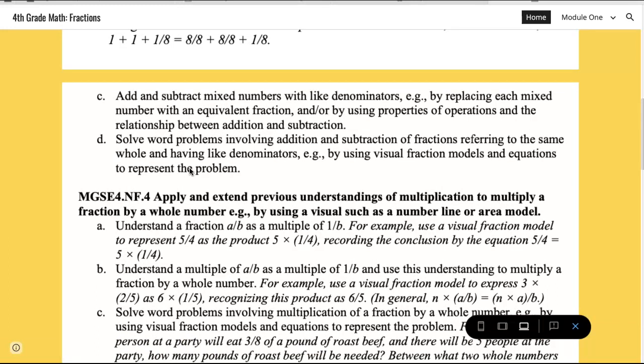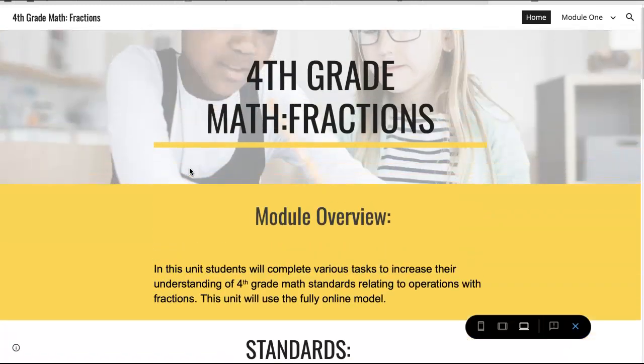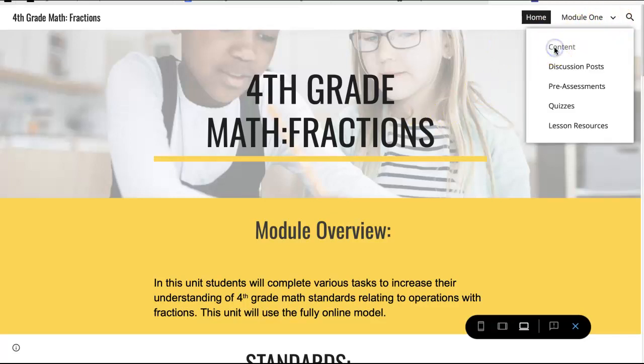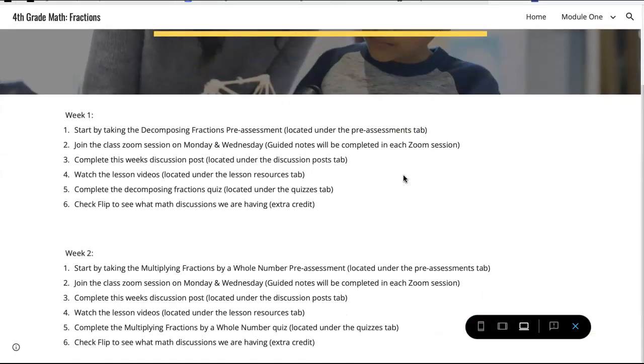Students responded to discussion posts, completed pre-assessments and quizzes on this online module. Students received timely feedback and had a page dedicated to additional learning resources. So within the module, there was a drop-down bar that students could use to go to the various resources, like their content. They knew what they needed to do in week 1 as well as week 2 because this was a 4-week unit.